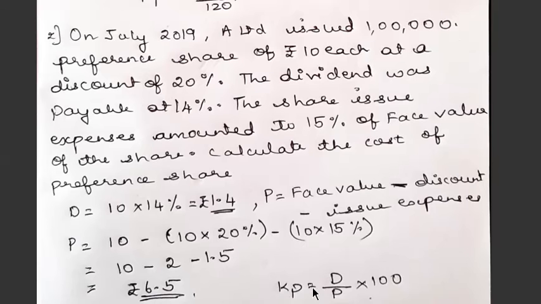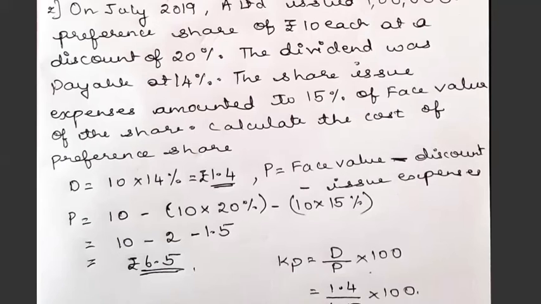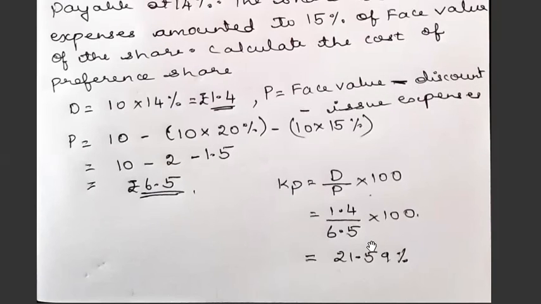So the formula will go on like this. Kp is equal to D divided by P into 100. D is equal to dividend. Dividend how much? 1.4. P is equal to 6.5, into 100. See, it is given here. 1.4 divided by 6.5 into 100, you will get 21.59%. Okay, so this is what you have to calculate.